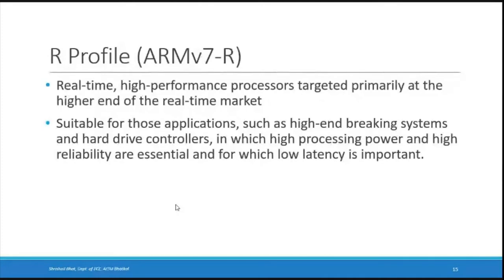Then R stands for real time. It's for real-time high performance processors targeted primarily at the higher end of the real-time market. They are suitable for applications like high-end braking systems and hard drive controllers, in which high processing power and high reliability are essential. You have studied what real-time systems are, right? Hard real-time, soft real-time? In both of them, you can use this real-time or R profile of Cortex processors. Here, low latency is very important. It cannot tolerate more latency. The time delay should be very small, and it should meet time-critical responses.